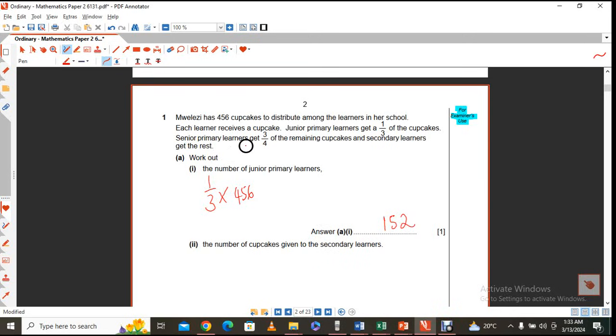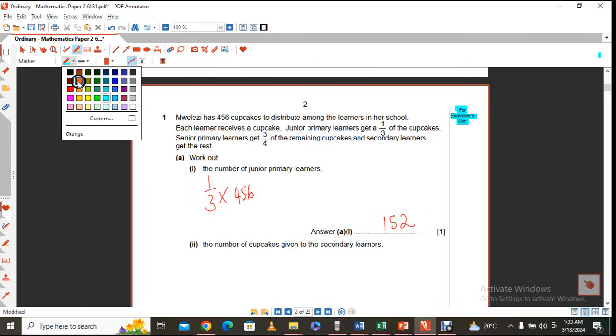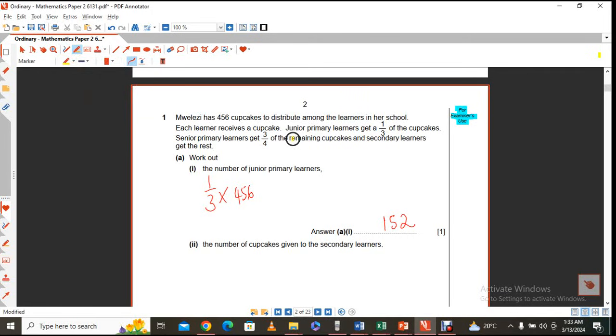The senior primary learners get 3/4 of the remaining cupcakes. So maybe I should just highlight that part, the remaining cupcakes. What we need to do is find what remains. So the remaining cupcakes will be 456 take away 152. So that is 304.